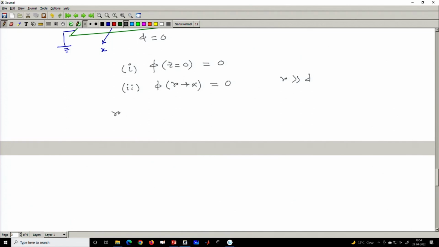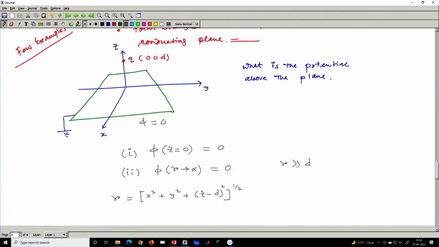What is r here? r is simply x square plus y square plus (z minus d) whole square, and then whole to the power half. So, this is my r, far away from this point.